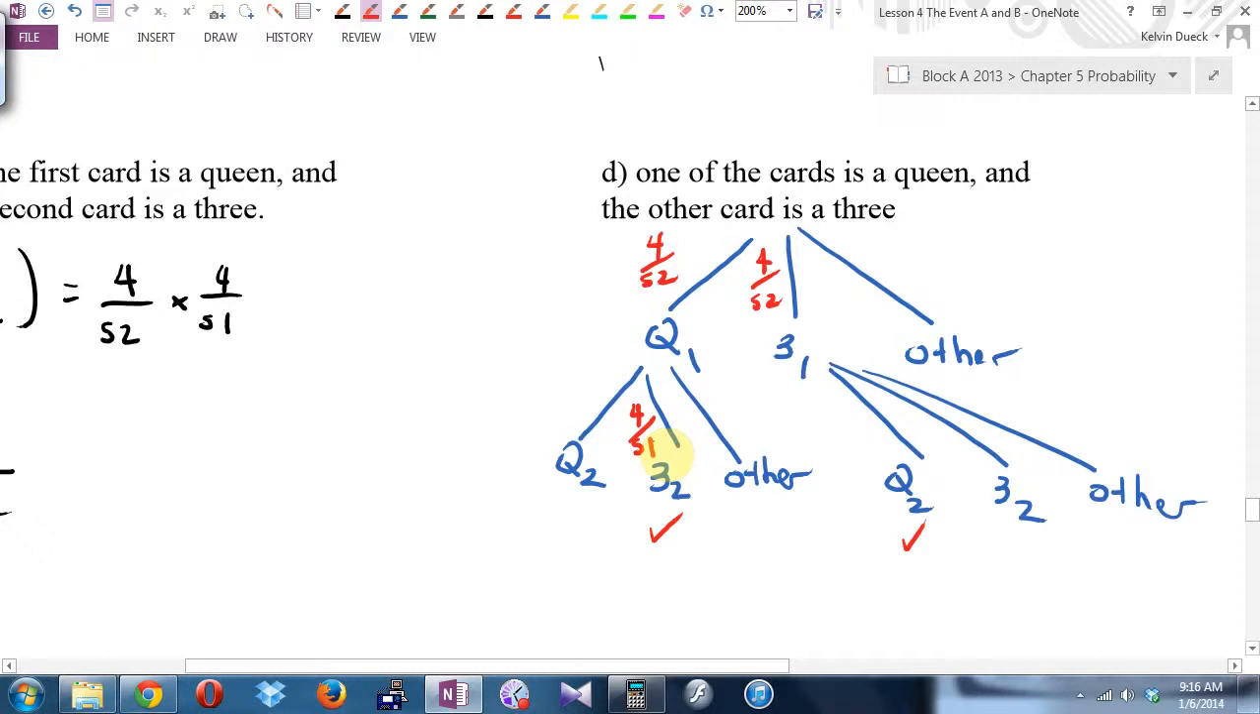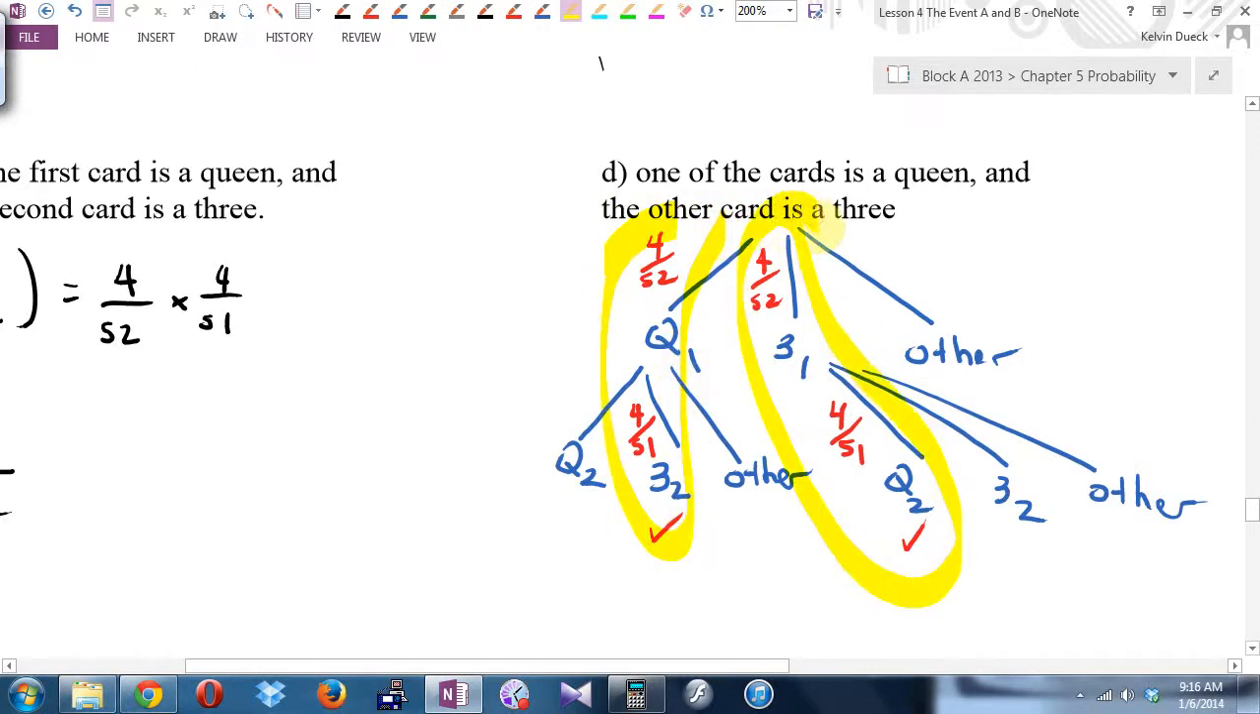Down this second branch, you got a 3. Now we want to do the queens. How many queens are left in the deck? Out of? You know what? I think it's going to be this branch or that branch.